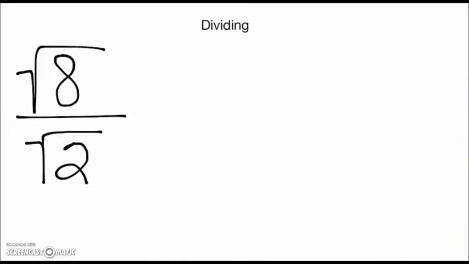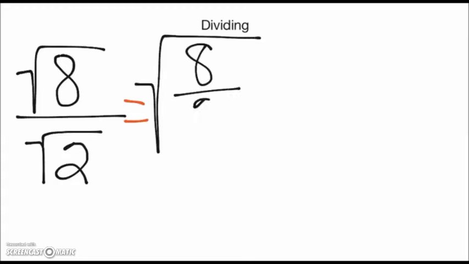So let's look at dividing. For dividing, we're going to have two numbers, one on top of the other, like a fraction. And we first want to go ahead and practice writing this under one radical sign. So I have 8 divided by 2 under one big square root. So these two statements are equivalent. And a lot of times this will help us simplify what we're looking at.